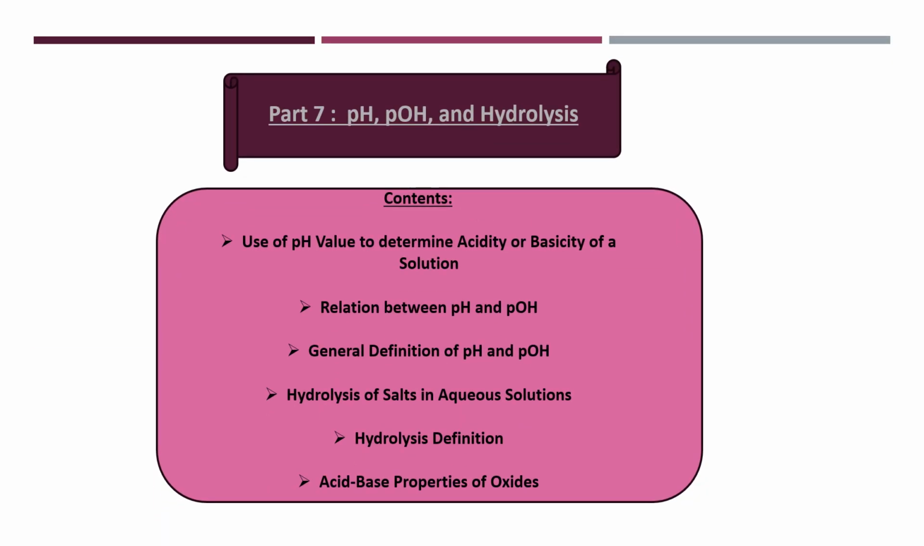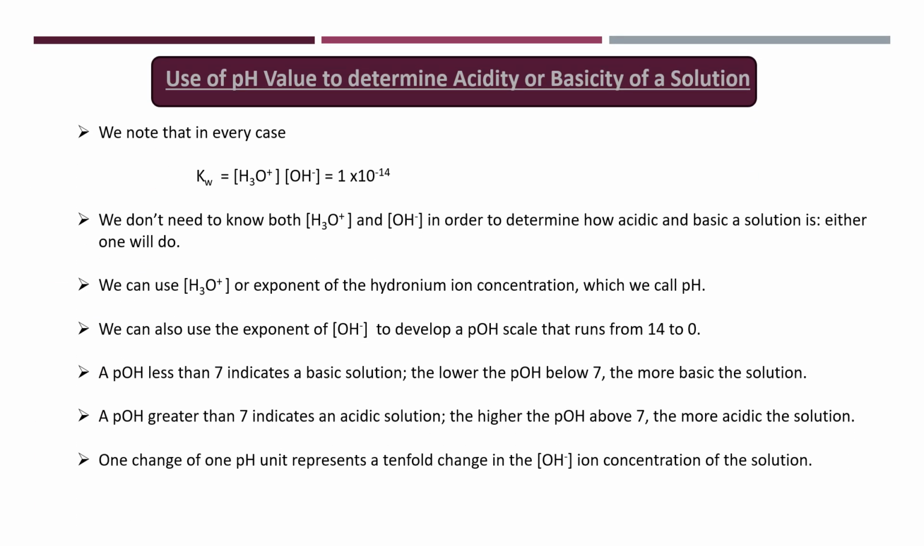In this video we will learn about pH, pOH and hydrolysis. The pH value is used to determine the acidity or basicity of a solution. We note that in every case Kw is equal to the concentration of hydronium ion multiplied by the concentration of hydroxide ion, which is equal to 1 into 10 power minus 14.